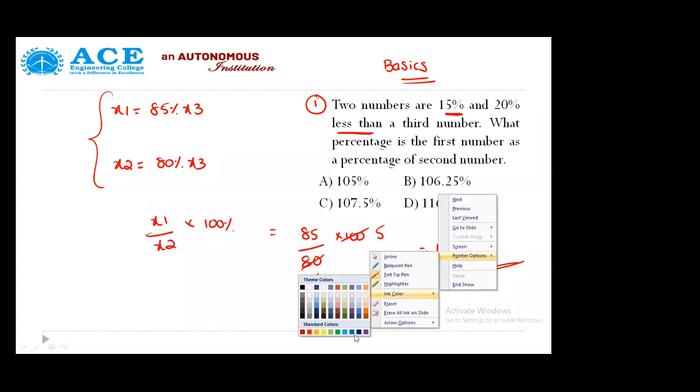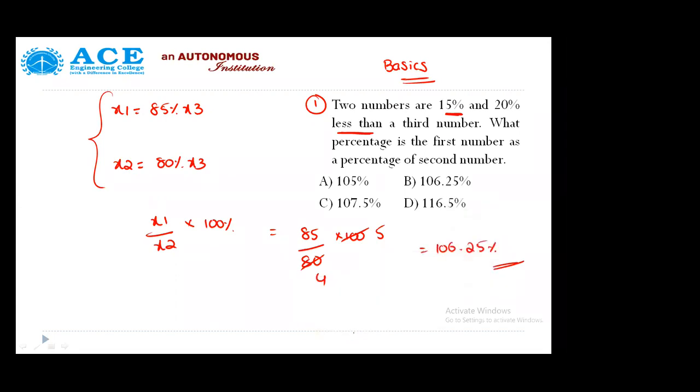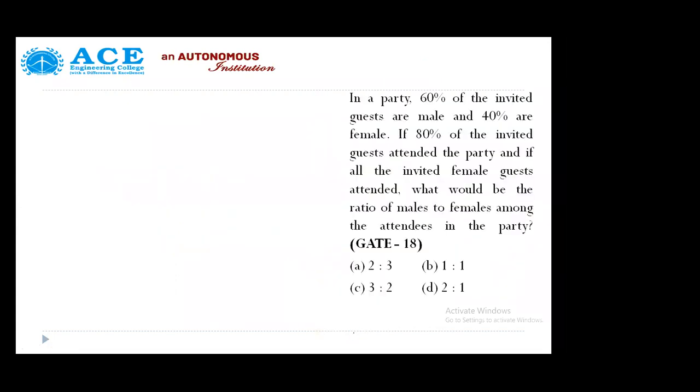Good. See the next question. This question is given for 2 marks in GATE 2018. Here in a party, 60% of the invited guests are male. You just go through the question, guys. Let me wait for your solution.